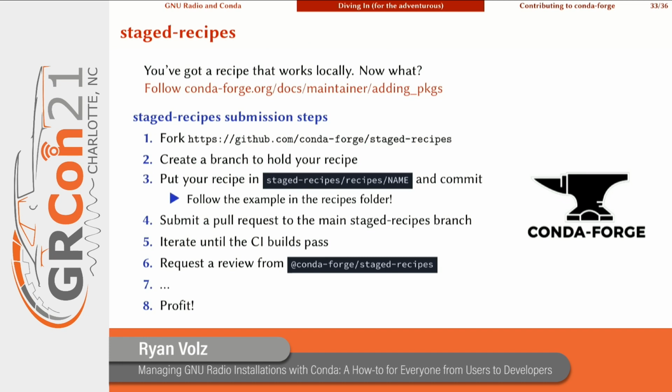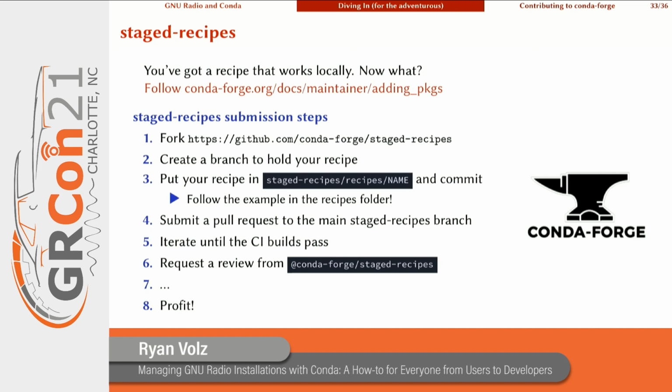And you'll do that by first forking that repository on GitHub, and then create a branch within your fork to hold your recipe. And then you put your recipe in its own folder under the recipes directory and commit it. And if you haven't created a recipe yet, you can follow the example that they provided in the recipes folder to help you along. And then you'll submit a pull request to the main staged recipes branch.